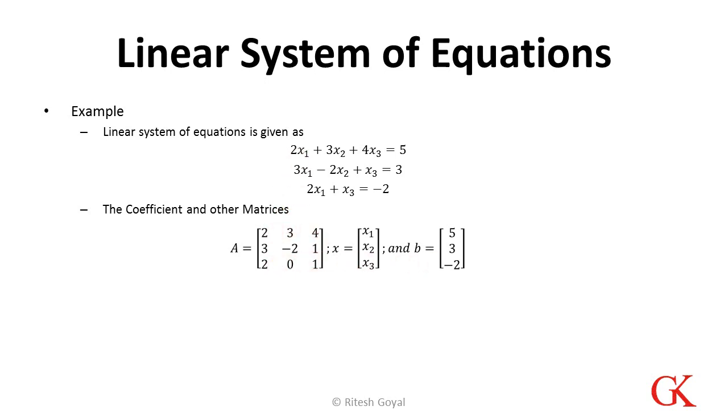So what's going to be the augmented matrix? The augmented matrix is where we put A and B together. So when we put A and B, you see this first part is A and the last part is B. So this is an augmented matrix which has complete information about the system.